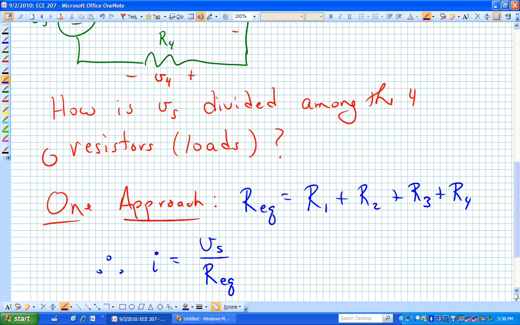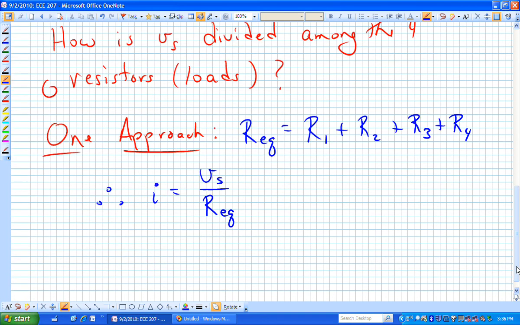And if that doesn't make sense, I would suggest that you redraw the circuit and have V sub S in series with R equivalent and say, okay, what is the current through that series or through that loop or in that mesh? There is I. If we know I, as we indicated before, we should be able to find any of those voltages. Let's just find V sub 1 for starters.